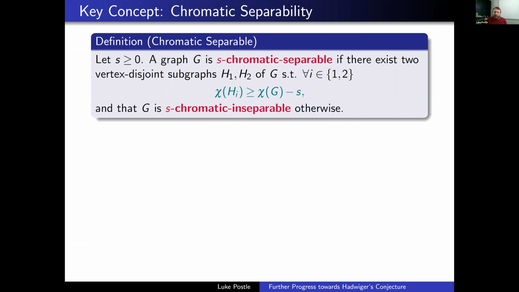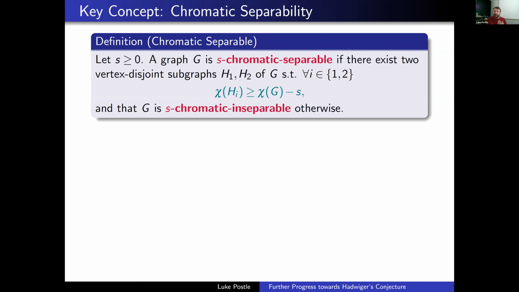So how do you end up in recursive versus sequential? Here's this idea of separability in a chromatic form. We say a graph G is s-chromatic separable if there exist two vertex disjoint subgraphs H1, H2 of G with chi at least chi of G minus s, and you're s-chromatic inseparable otherwise. It's a notion of: I have a high chromatic graph, does it contain two still pretty high chromatic subgraphs that are disjoint? So call it s-chromatic separable, and it's inseparable otherwise.